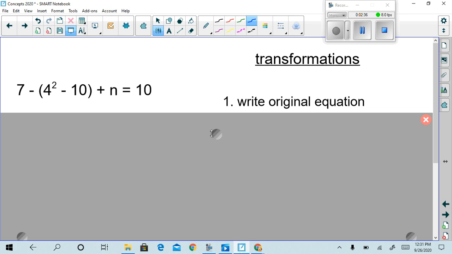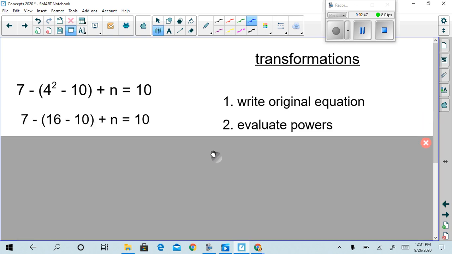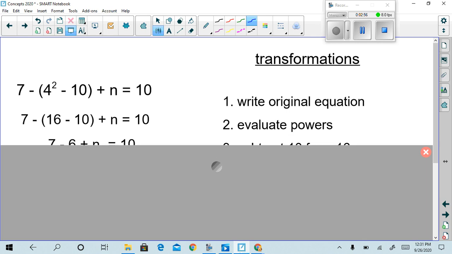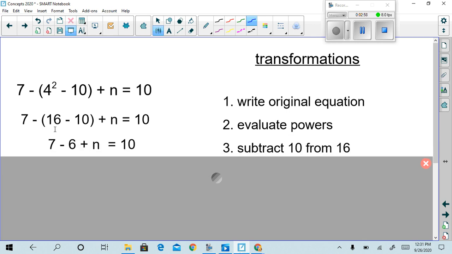Anytime you're going to solve an equation, step 1 is to write your original equation. Now I notice that I've got a multi-step here because there's parentheses and there's powers, so I'm going to use my order of operations, and I'm going to first evaluate the powers. And 4 squared is 16, and I bring everything else down. I notice that I still have parentheses, so I'm going to do what's in the grouping here first by subtracting 10 from the 16. I now have 7 minus 6 plus n equals 10.